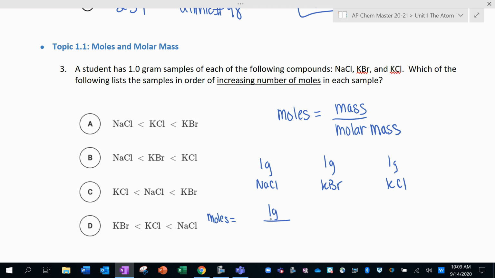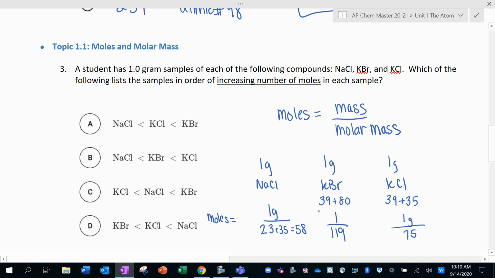And remember I said we don't want to use our calculator on this one, so let's just do a quick approximation here. The molar mass down here, it's about 23 plus 35, so it's about 58. The molar mass of KBr, I'm going to say this is like 39 plus 80. So this is like 1 over 119. And then KCl, it's like 39 plus 35-ish. We could probably round some of those up. So it's like about 75-ish. So this is how you find the mole.